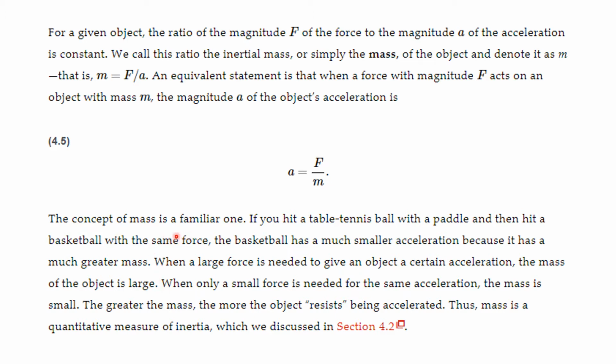And so the concept of mass, which we introduced earlier, is a familiar one. If you hit a table tennis ball with a paddle and then hit a basketball with the same force, the basketball has a much smaller acceleration because it has a much greater mass. When a large force is needed to give an object a certain acceleration, the mass is large. When only a small force is needed for the same acceleration, the mass is small. So the greater the mass, the more the object resists being accelerated. Thus, mass is a quantitative measure of inertia. There are numbers associated with it. Really, if you understand this equation, you pretty much understand all of that.